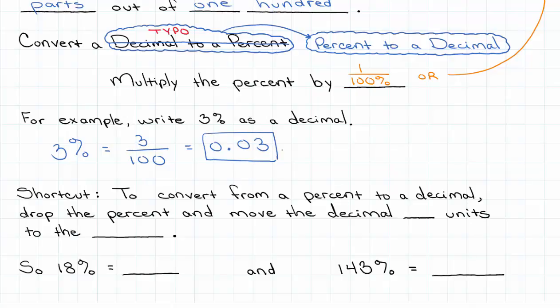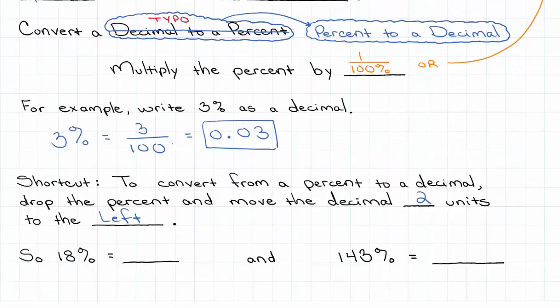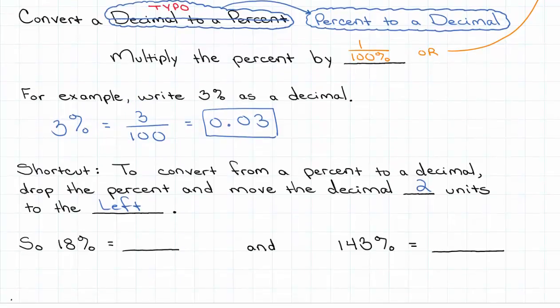Shortcut. To convert a percent to a decimal, drop the percent and move the decimal 2 units to the left. But it's always important to remember what is the operation we're doing. And here the operation that we're doing is we're dividing by 100. So we're moving it to the left because we're dividing by 100. So 18% would be the same thing as, move 2 spots to the left, 0.18, or if you say it out loud, 18 hundredths.